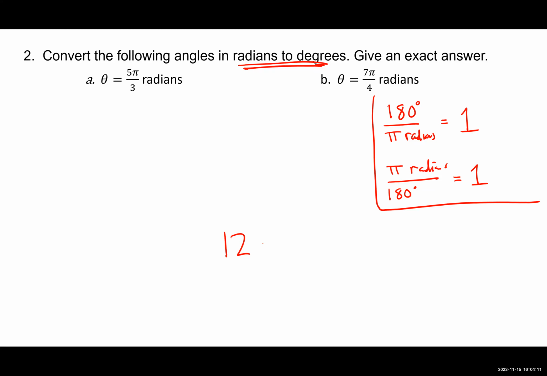You know 12 inches is the same as 1 foot. 12 inches is 1 foot. So the fraction 12 inches over 1 foot is equal to 1 because the top and the bottom mean the same thing. The difference here versus the last problem is we're going to use this one. Instead of pi over 180, we're going to use 180 over pi.